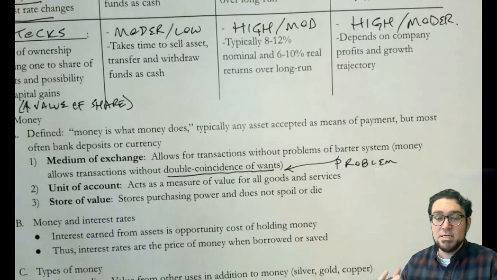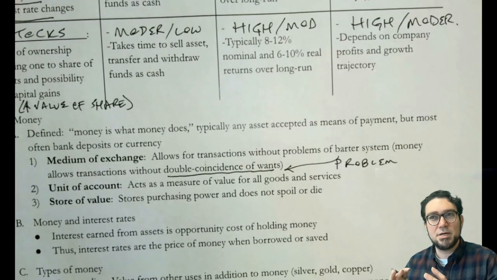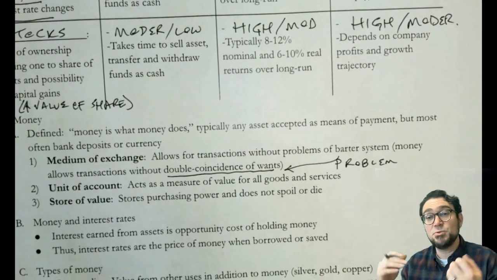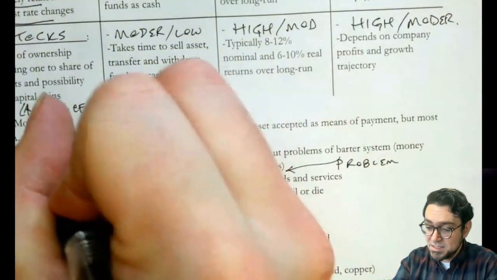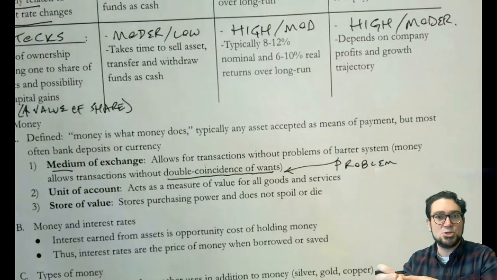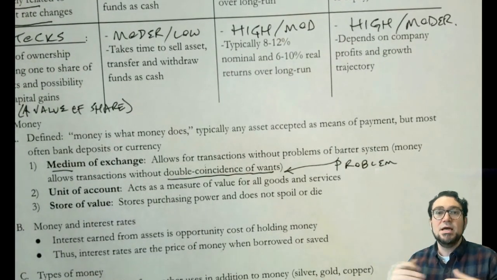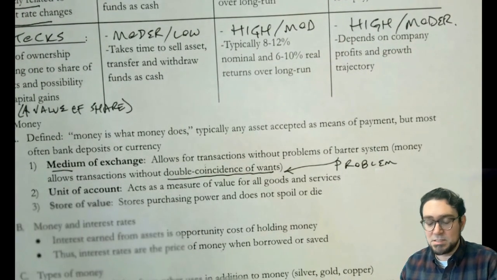And that's pretty rare. So the double coincidence of wants makes bartering really inefficient. It's difficult for us to actually use that in a modern economy. So we use this thing that's in between, that's in the middle, hence the name medium of exchange. It's in between those two, and it bypasses the problem, the double coincidence of wants.